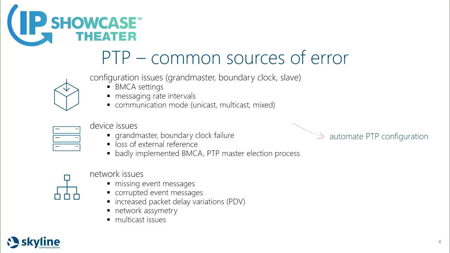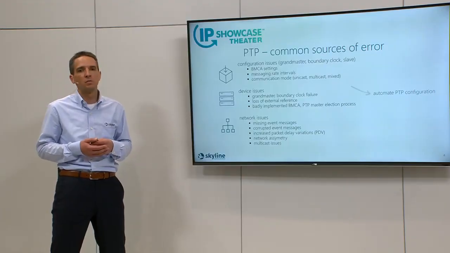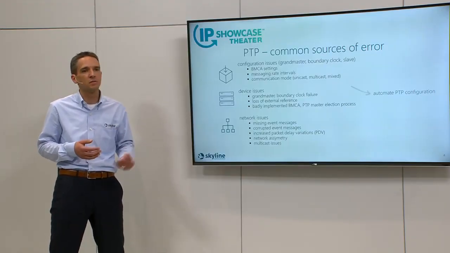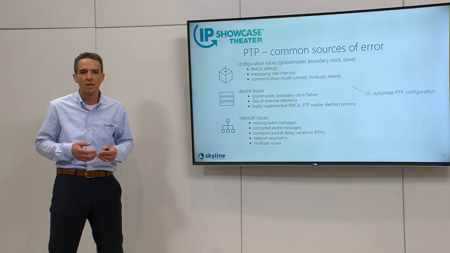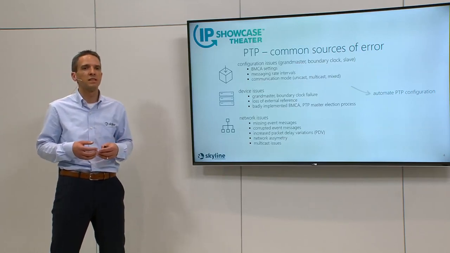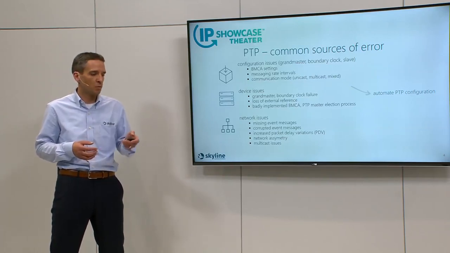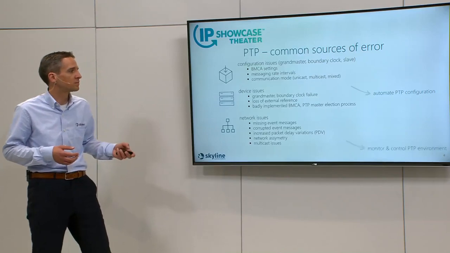Event messages might get lost, they might be missing. Sometimes they are corrupted. You see increased packet delay variation over a certain boundary. The network is not symmetric all the time. You see asymmetries. Also pretty often we see issues with multicast traffic, especially when you run PTP in mixed mode, you have a mix of unicast messages and multicast messages. And those sometimes cause issues. Multicast typically creates a little bit more issues than unicast traffic.